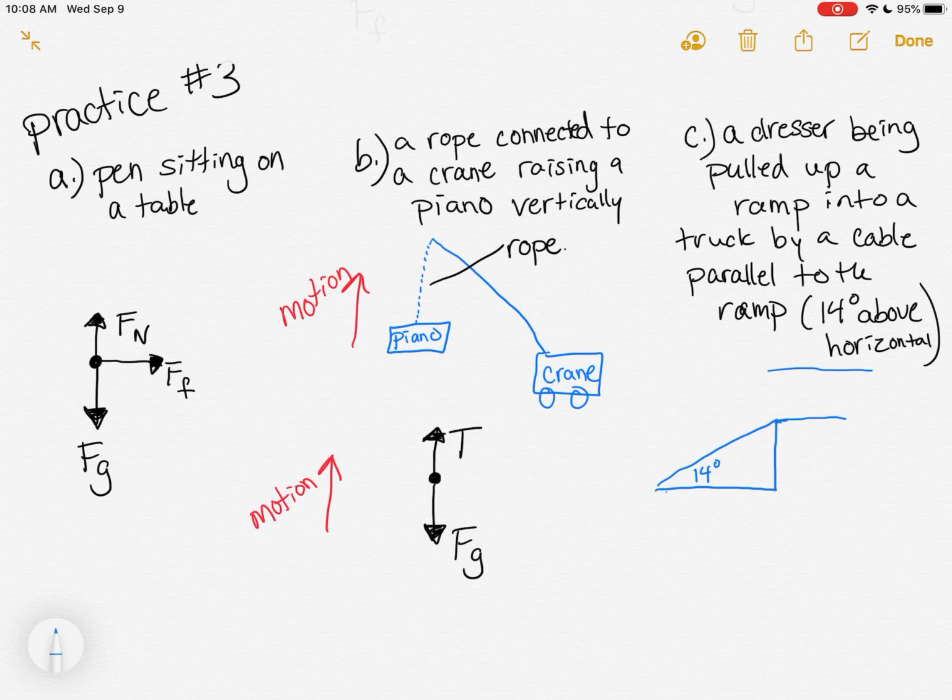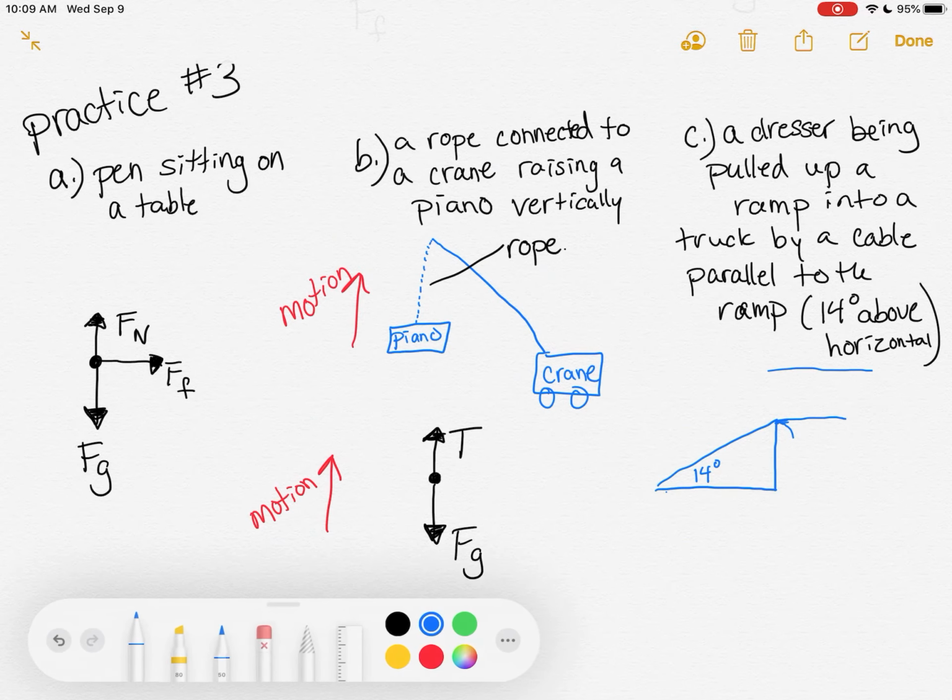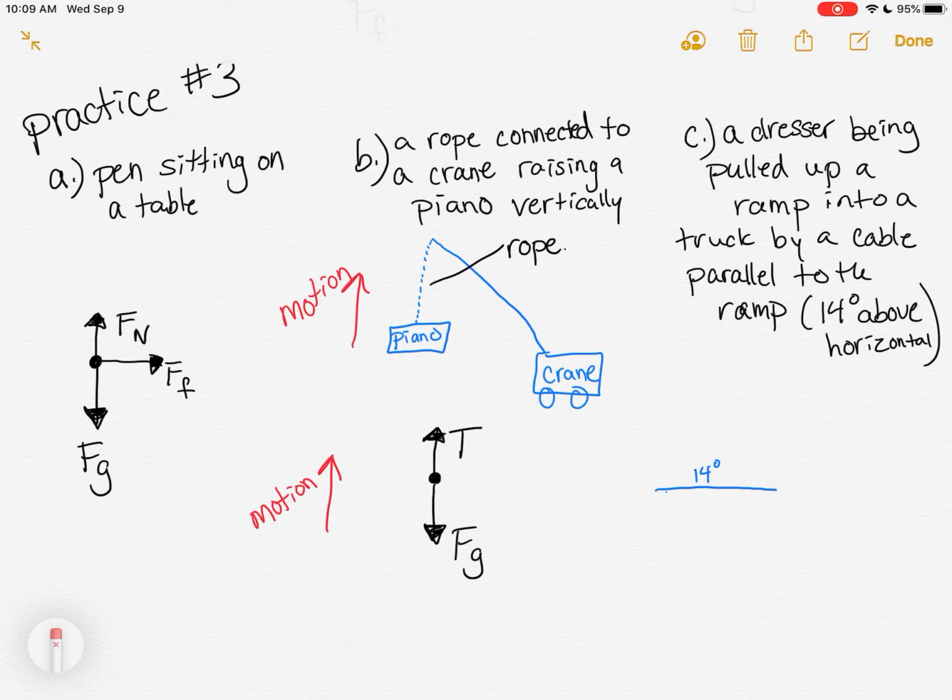pulled into my truck. So I made my ramp a little too tall. Let's try again here. There we go, we got our moving truck. Again, you can tell that my artistic ability is not very good. Not a big deal. If you have artistic abilities, please show them to me. But if you don't, it's absolutely okay too.